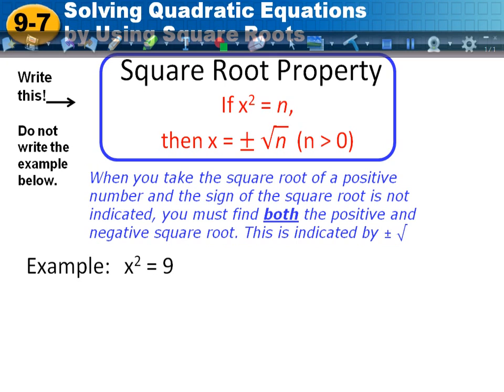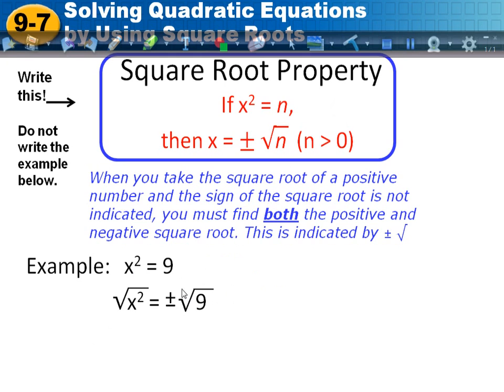Alright, we're going to look at this first example. You don't have to write it down. We just want to show how this is going to work. It says x squared equals 9. Just like the opposite of adding is subtracting and the opposite of multiplication is division, the opposite of squaring something is taking the square root of it. It's an opposite operation. So here, if I want to know what x is, I need to get rid of the squared. So to do that, I'm going to do the opposite operation and take the square root.